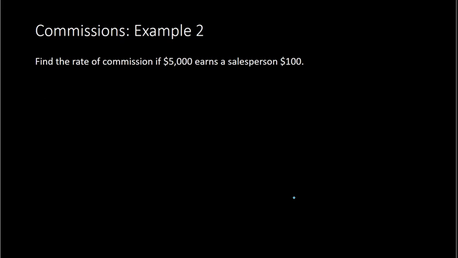Number 2, find the rate of commission if $5,000 earns a salesperson $100. So he sells $5,000 and he keeps $100. So the question is, what is that percentage? What is the rate of commission? So the question boils down to, 100 is what percent of 5,000?